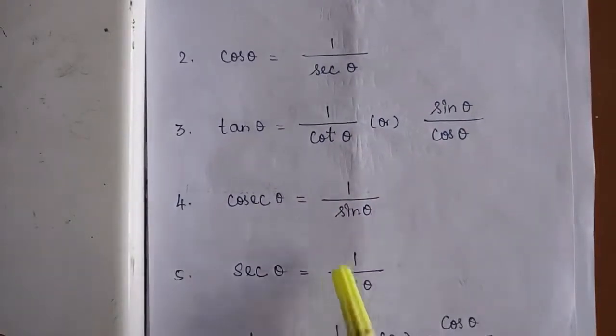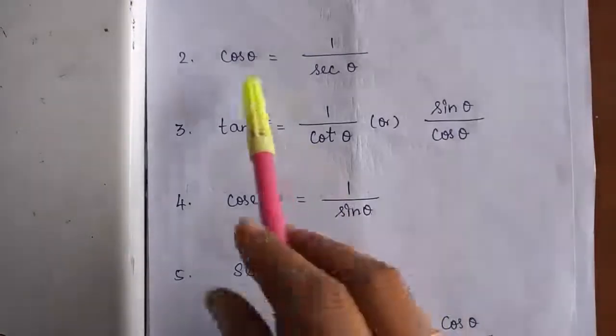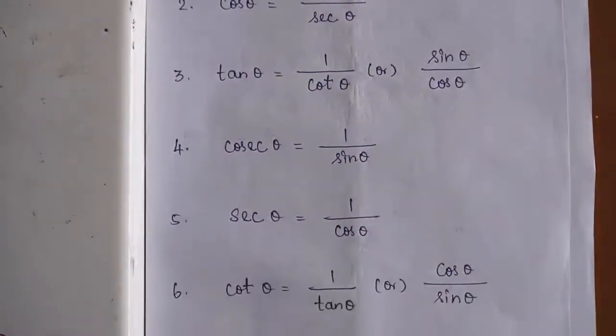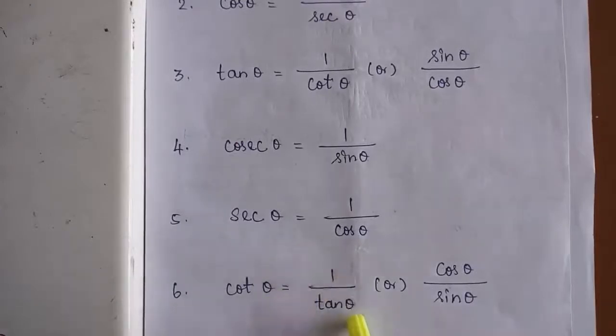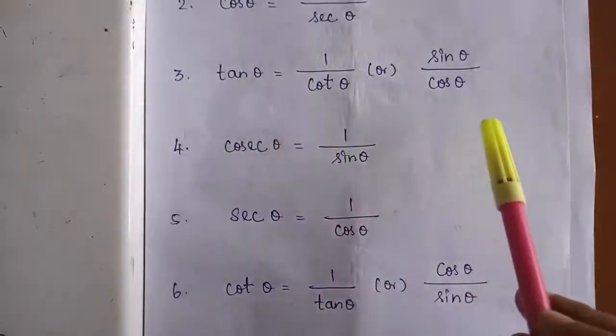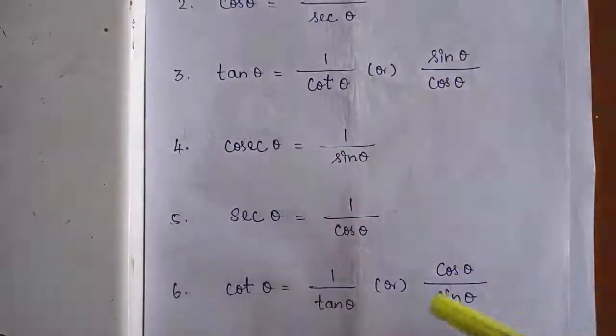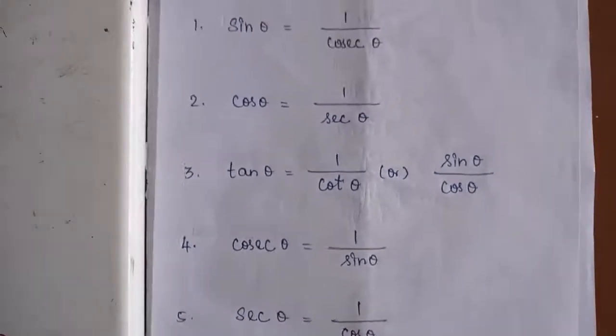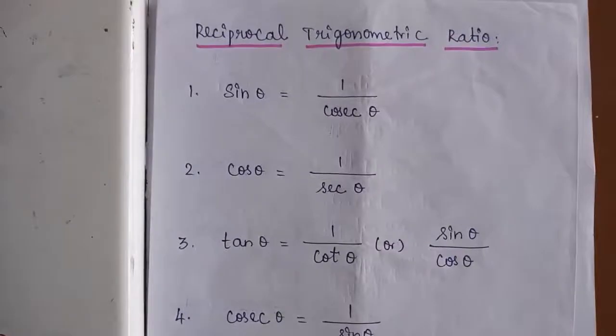Similarly secant theta is equal to 1 by cos theta, or cos theta is equal to 1 by secant theta. Then cot theta. Cot theta is equal to 1 by tan theta, or tan theta is equal to 1 by cot theta, or sin by cos, and cot theta is cos theta by sin theta. So these are the reciprocal trigonometric ratios.